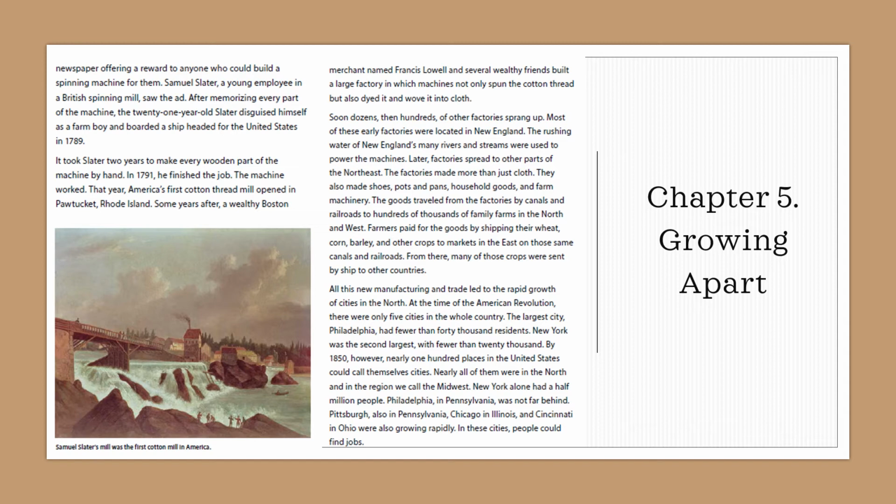At the time of the American Revolution, there were only 5 cities in the whole country. The largest city, Philadelphia, had fewer than 40,000 residents. New York was the second largest, with fewer than 20,000. By 1850, however, nearly 100 places in the United States could call themselves cities. Nearly all of them were in the North, and in the region we now call the Midwest.